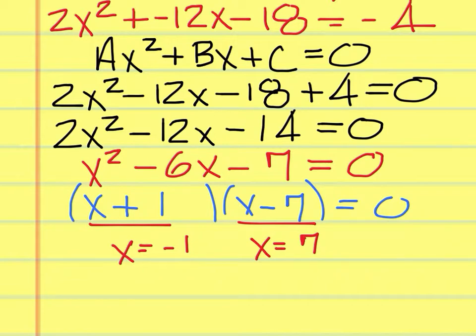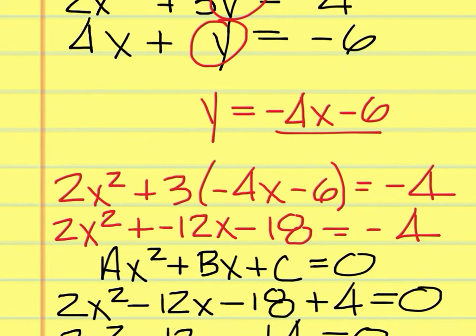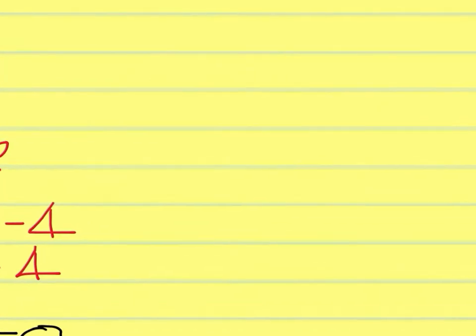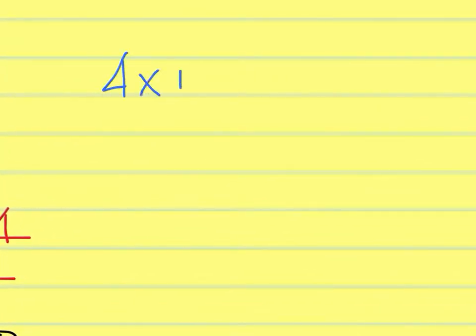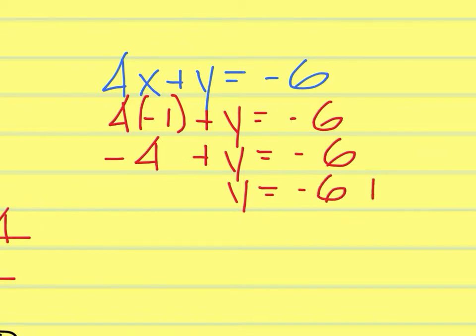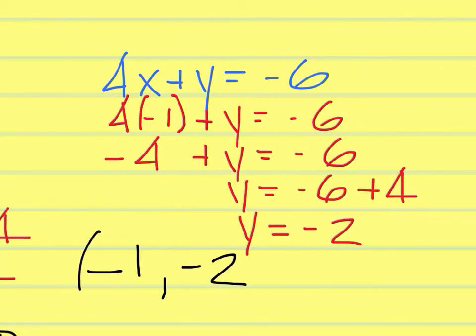So you have to put that back into the very top for x 2 different times. So we have negative 1 and 7 that we must take with us back up here. And I'm going to use 4x plus y equals a negative 6. I'm plugging in a negative 1 first. When I do that, it's going to give me a negative 4 in this spot that I must move over to the right side and make plus 4. Negative 6 plus 4 is negative 2. So I put in a negative 1 and came back with negative 2.